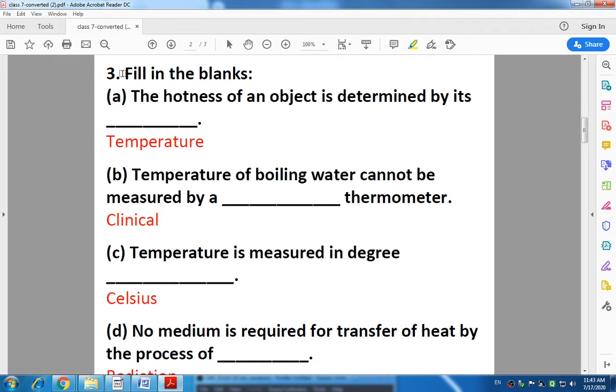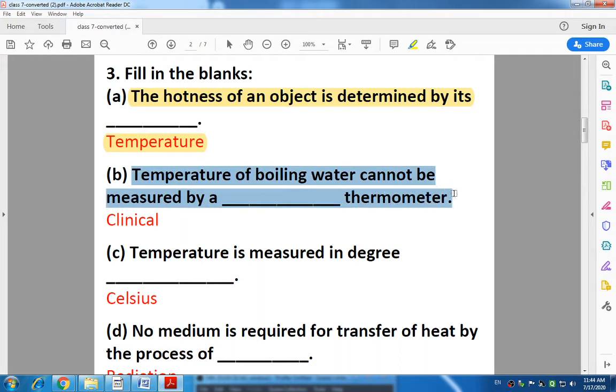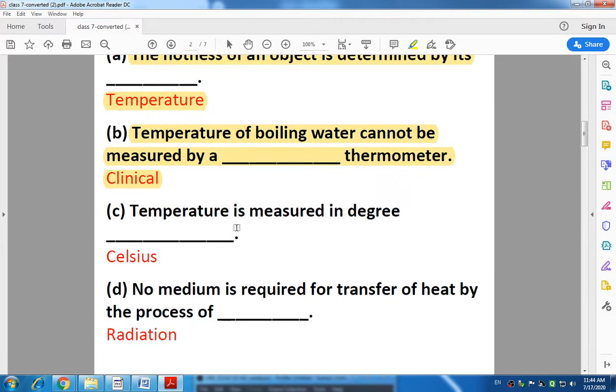Question number 3, fill in the blanks. First, the hotness of an object is determined by its what? Yes, by temperature. By temperature we can say the object is hot or cold. Second one, the temperature of boiling water cannot be measured by dash dash thermometer. We have learned two main types of thermometer, clinical and laboratory. Laboratory we use in science experiments. So the answer is clinical, which we cannot use to measure the temperature of boiling water.